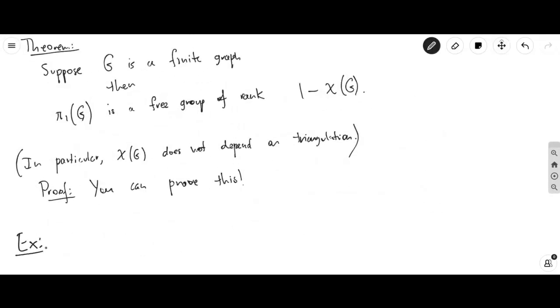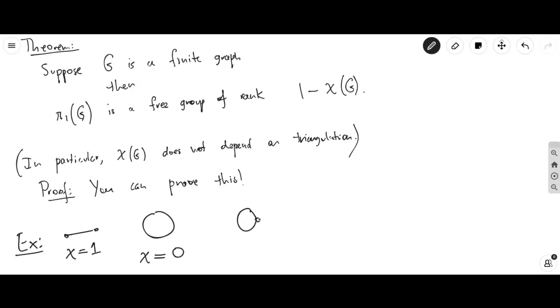So for example, the interval, its Euler characteristic is equal to 1. So the fundamental group of the interval would be a free group of rank 1 minus 1, 0, where our convention is that a free group of rank 0 is just a trivial group, which makes sense because the fundamental group of the interval is trivial. If you have a circle, then the Euler characteristic is 0. And so the fundamental group of the circle would be a free group of rank 1 minus 0, so a free group of rank 1, which is the group of integers.